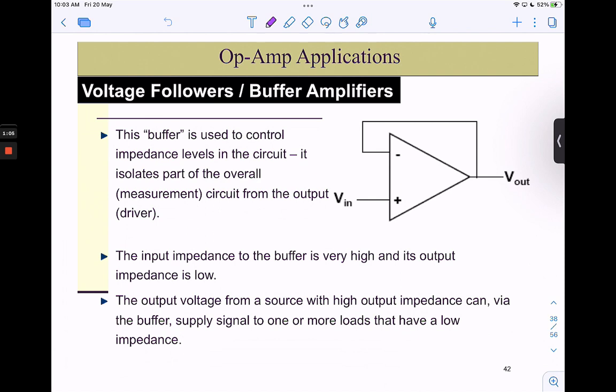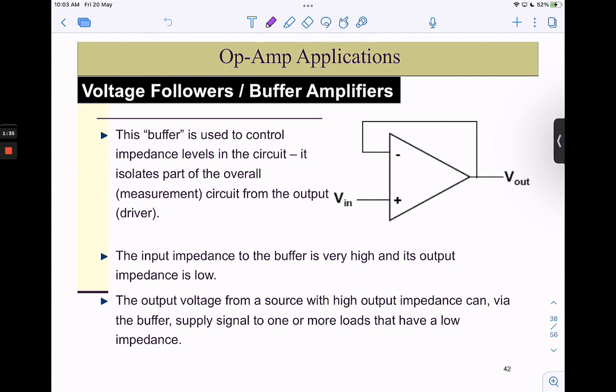Alright, so we go to the voltage follower or buffer amplifiers. So you might think, why do we want to use a buffer amplifier? What is the need when we have a gain equal to 1? So we give 5 volts, we get 5 volts, right? So basically the buffer is used to control the impedance level in the circuit.